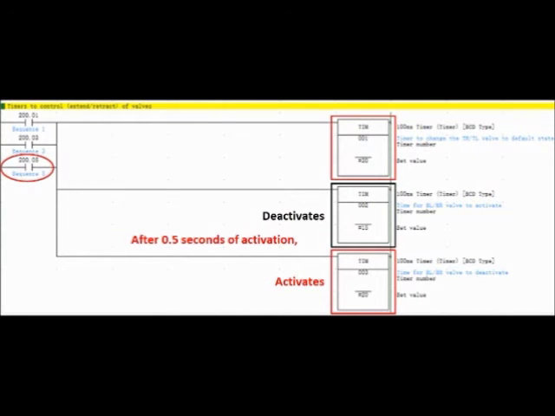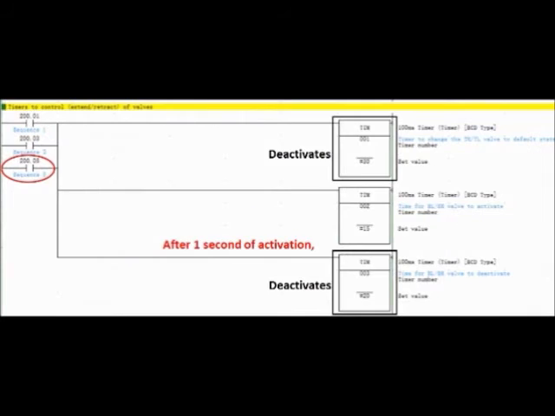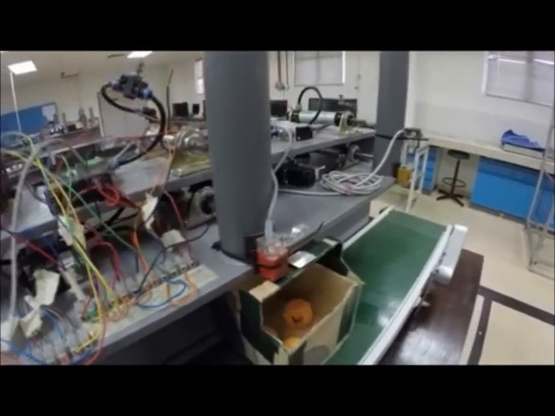0.5 seconds after the activation of timer 002, it deactivates and timer 003 commences. When timer 003 activates, it opens the circuit for sequence 6 and sequence 6 is deactivated. This will then extend the bottom left valve back to its original position. After another 1 second, timer 003 and timer 001 both deactivate and the top left valve retracts back to its original position. The process repeats itself until the 7th ball.